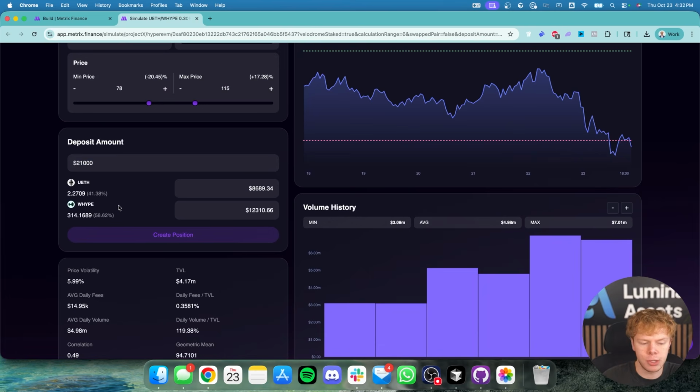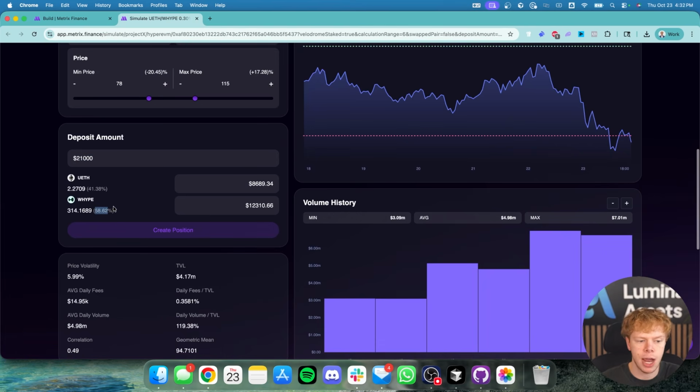Now, in this case, we are going to allocate 58% Hype and 42% ETH. That's because I want to minimize the amount of Hype that I sell for ETH, and the reason why is because I was previously in that Hype strategy. If we start selling a bunch of the Hype that we accumulated, then ultimately that finalizes the divergence loss, or some of you guys call impermanent loss.